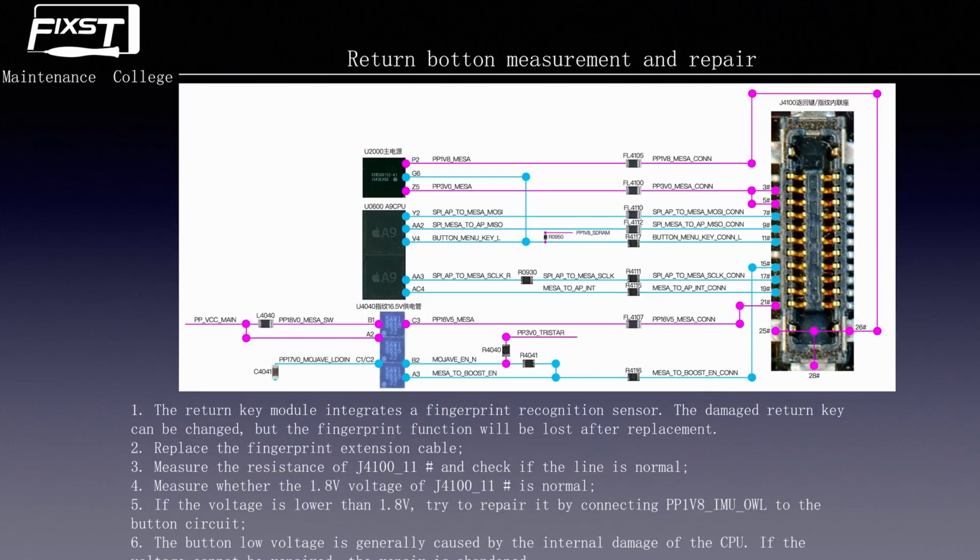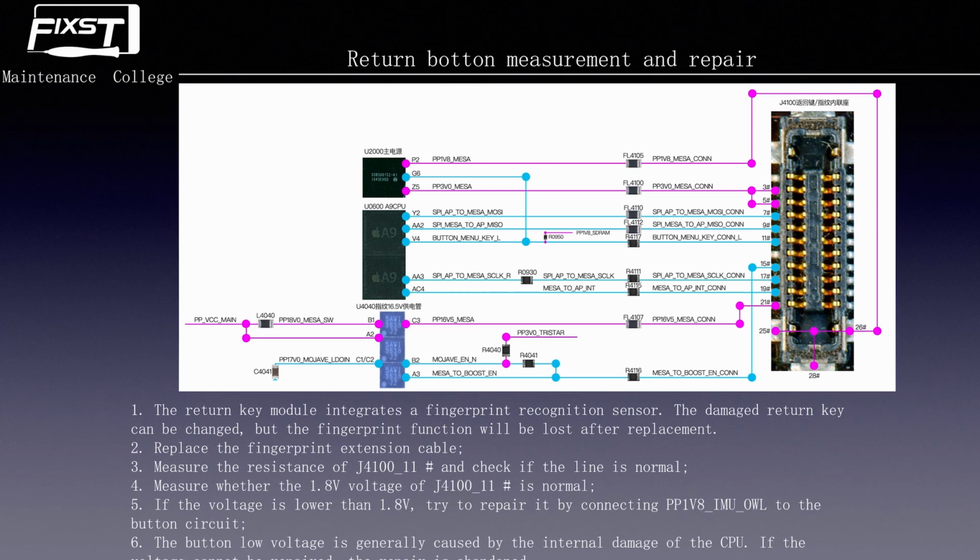Now we're talking about the return button, how to test and repair. First, the return key module is integrated in the fingerprint sensor. If the return key is damaged, we can change a new one, but the fingerprint function will be lost after you change. Second, replace the fingerprint extension cable. Maybe someone doesn't know where this cable is. This cable is on the back side of the LCD. If after we change it it still does not work, we need to do number 3.